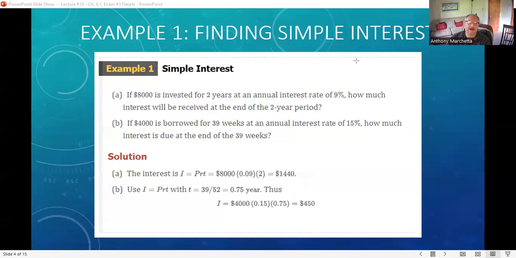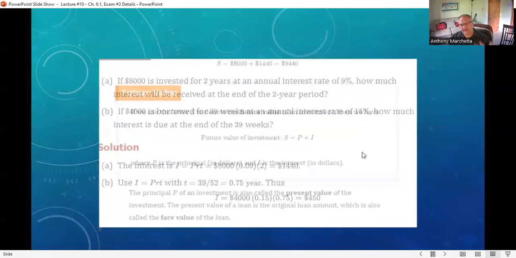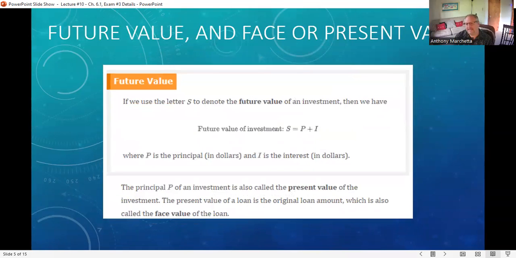All right, so we got our feet wet with it. We know how it works. Let's try to apply a little bit of a heavier idea now. Let's talk about the idea of putting money into an investment or a loan or whatever.